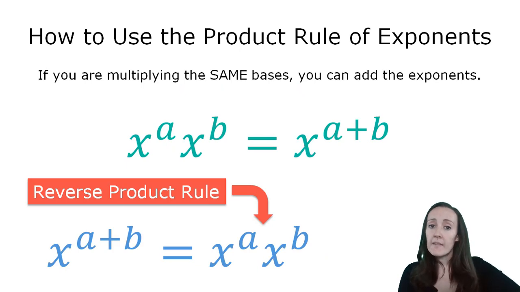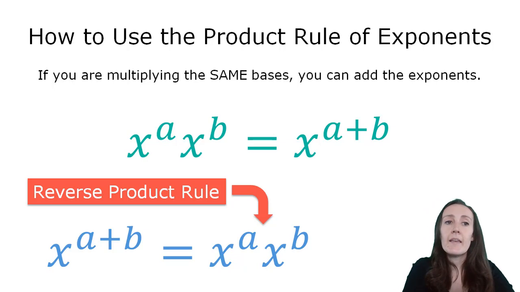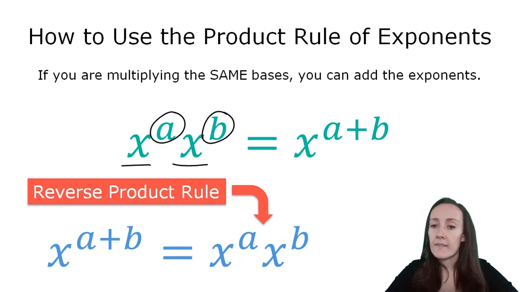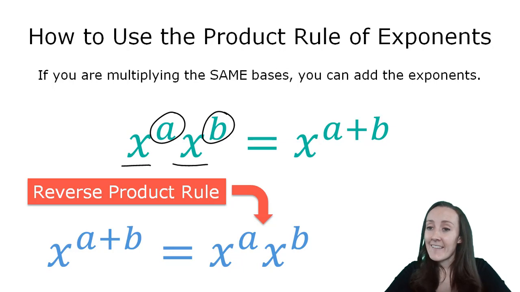So to summarize, the product rule of exponents says that if you are multiplying the same bases, then you can add the exponents together to get a simplified expression. You can also use the product rule in reverse if that's helpful. And that's how to use the product rule of exponents.